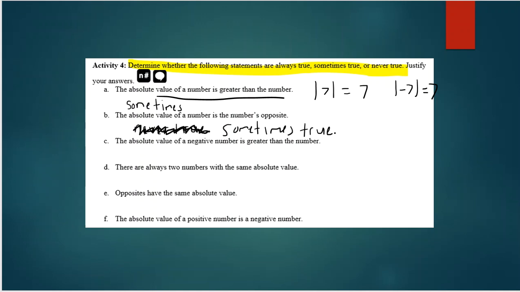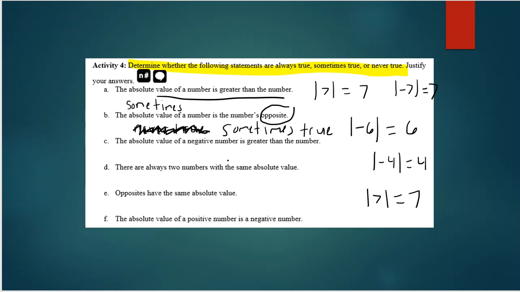Because when you are taking the absolute value of a negative number, like the absolute value of negative 6, it is going to be positive 6, and negative 6 and positive 6 are opposites, aren't they? Or if you're taking the absolute value of negative 4, that's going to be positive 4. Those are opposites. But if you're taking the absolute value of 7, that's going to be 7. Notice how they're not opposites. So that one is sometimes true.